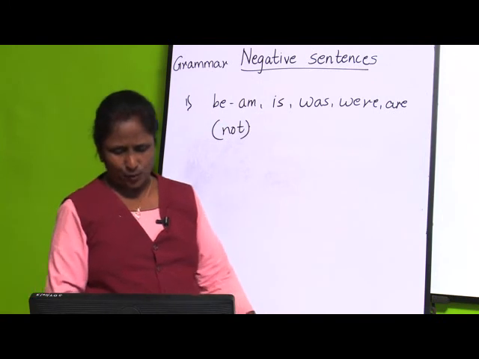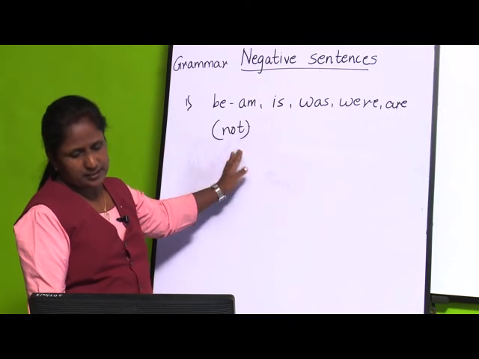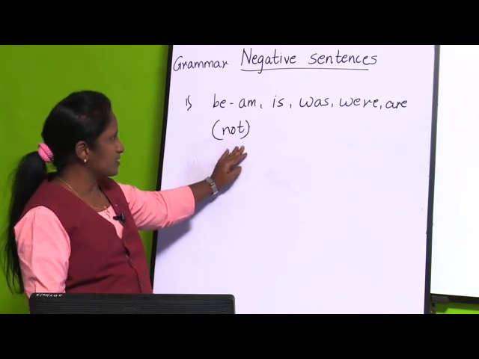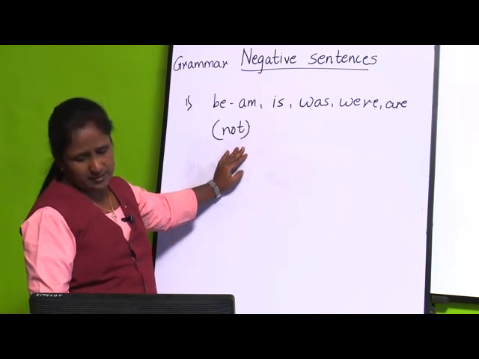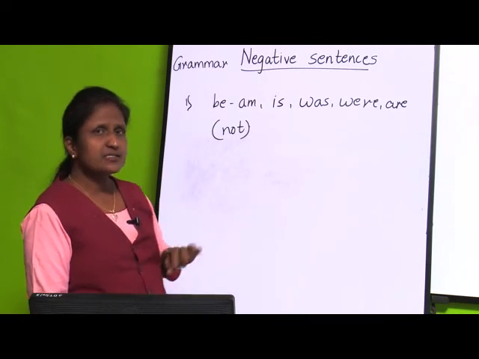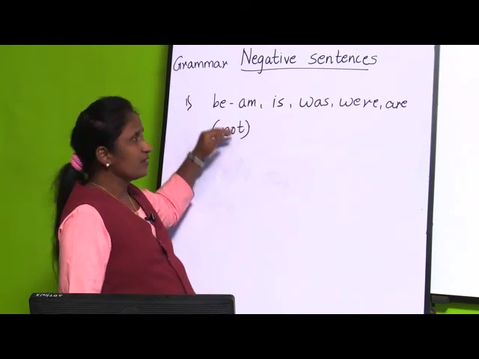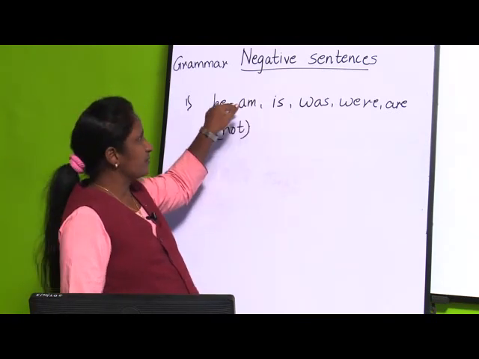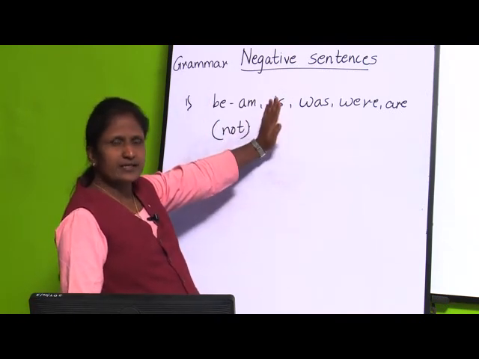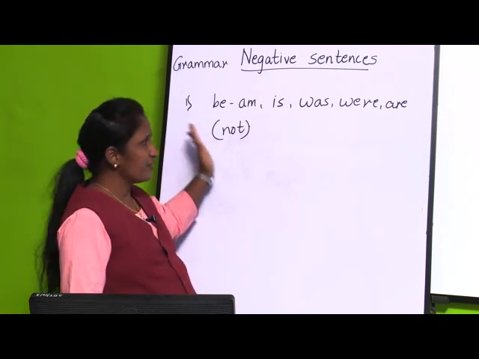Okay, I am not, he is not honest, then she was not at home, then I am not his classmate, or we can say they are not coming to school, they were not in the class. Means if you want to write negative sentence by using the word not, we use it with be forms of verbs. If the be forms of verbs are there, am, is, was, were, are, in the sentence, we use the negative word not.